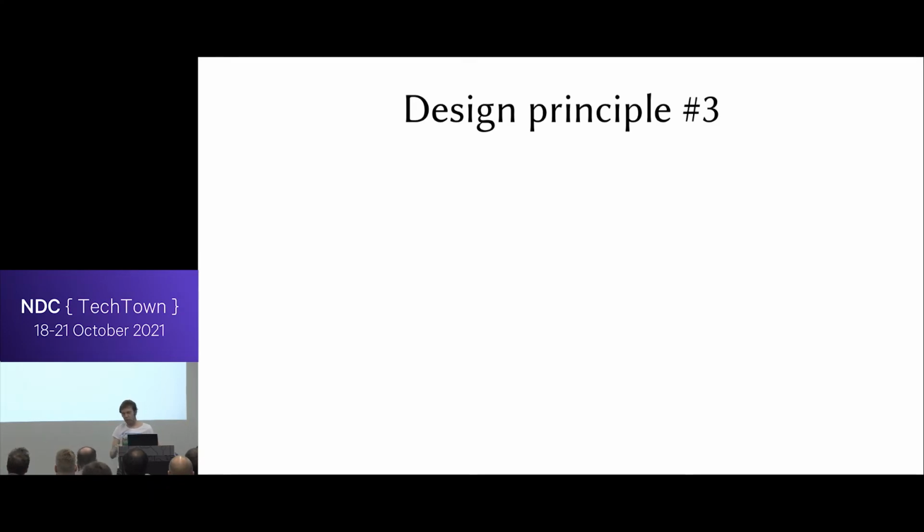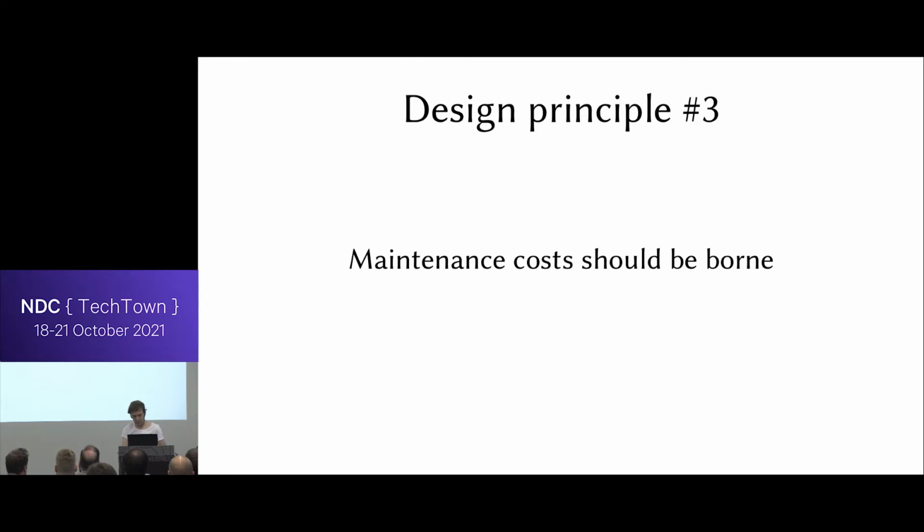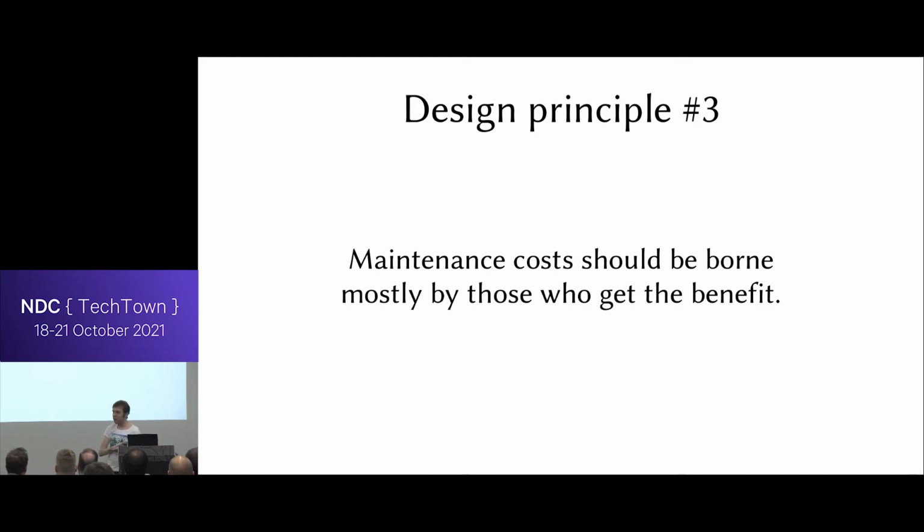So from this, we can get design principle number 3, which is that the maintenance cost of anything should be borne mostly by those people who get the benefit from that. So in this case, if you have a system which forbids the use of multiple versions of the same dependency, then everyone benefits from that automatically. And the people who have to pay extra cost are those who have these weird niche things.